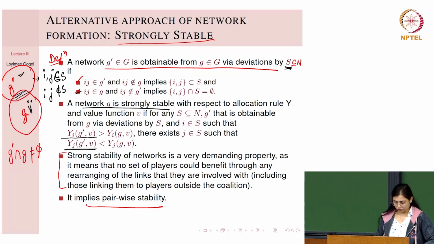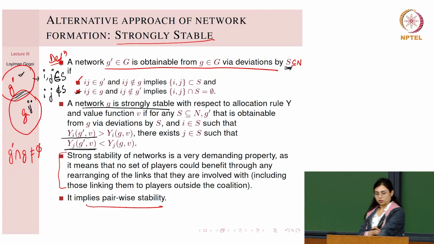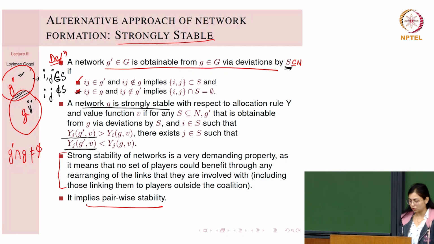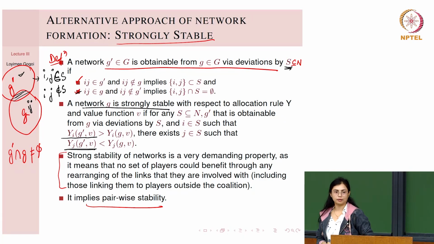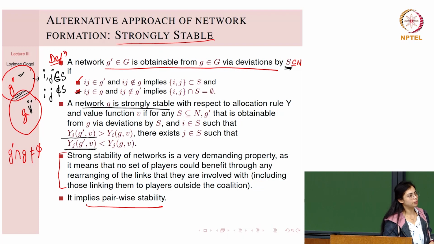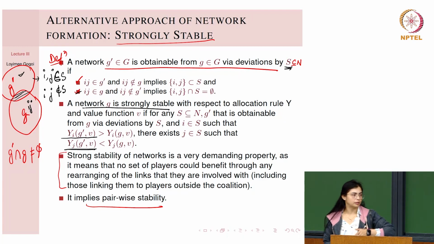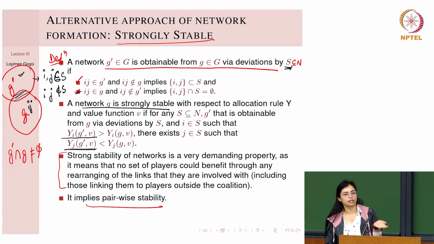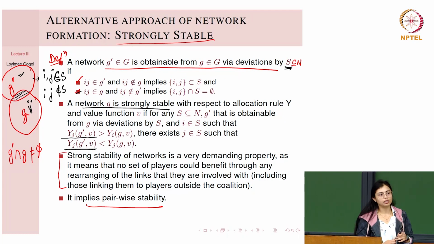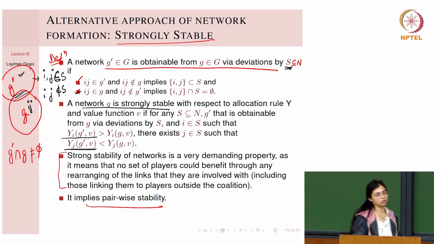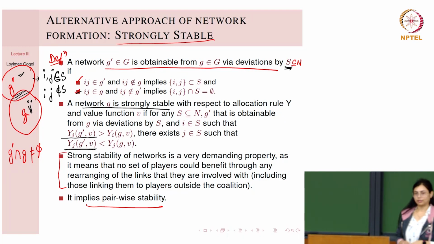Okay. Do you have any questions? This definition is a little bit technical, but the interpretation, as I mentioned, is the involvement of one set of a group. Suppose in a network their payoff is more, but in another network one particular player is getting more while another player is not getting more, then they don't want to deviate. They don't want to rearrange their network structure. So this is the whole concept of a strongly stable network.